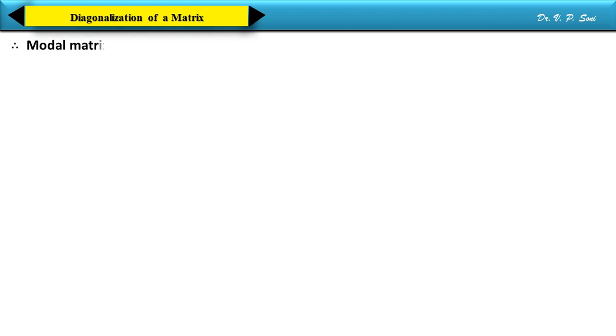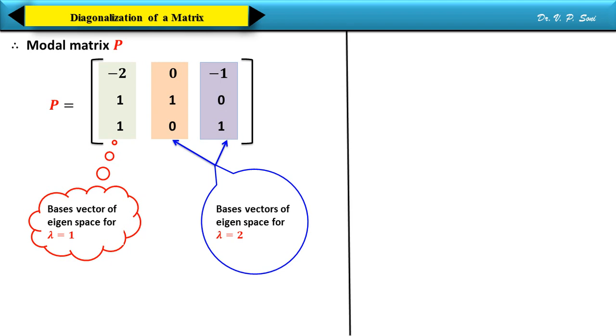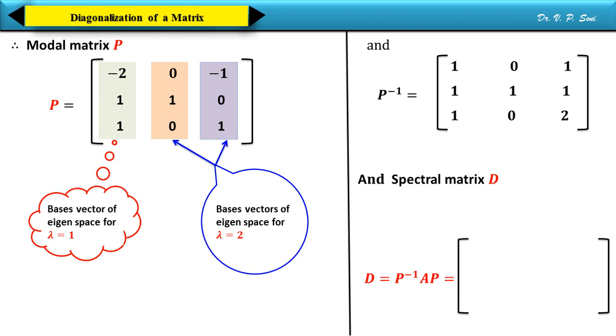Therefore model matrix P equal to matrix whose first column is basis vector of eigenspace for lambda equal to 1 and second and third columns are basis vectors of eigenspace for lambda equal to 2, and P inverse is a matrix whose first row 1 0 1, second row 1 1 1, third row 1 0 2, and spectral matrix D equal to P inverse AP is a diagonal matrix 1 2 2.